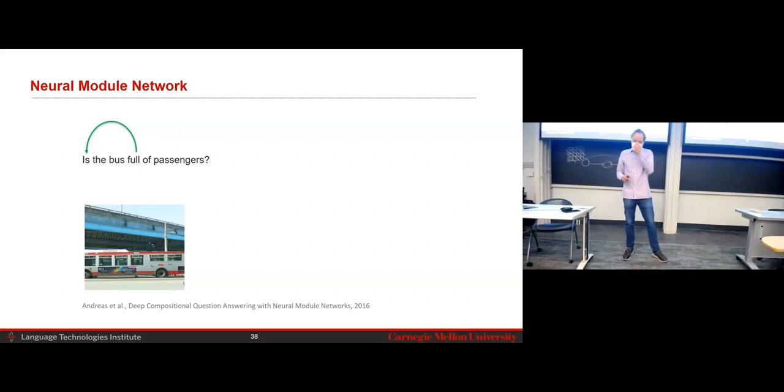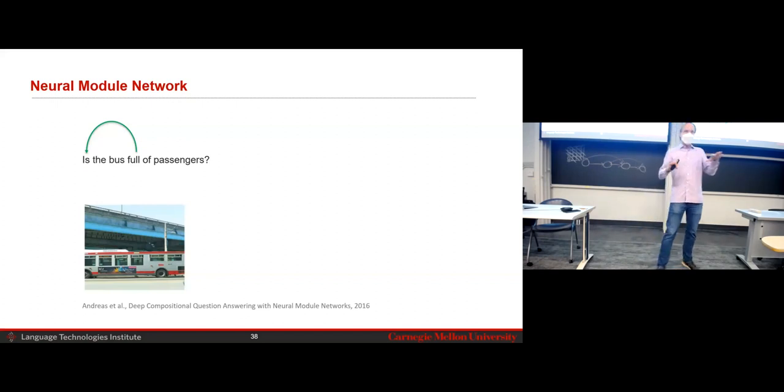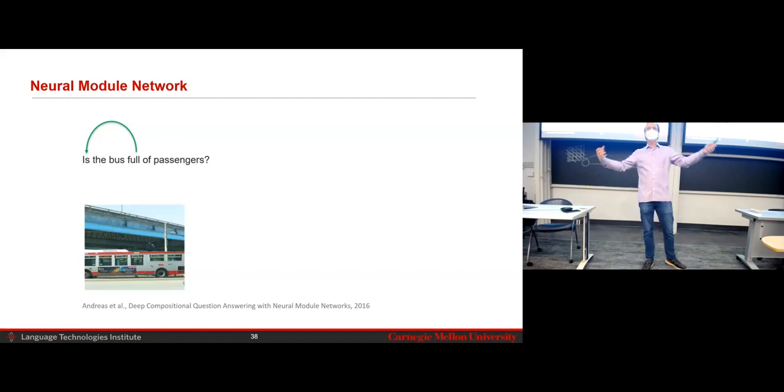The general idea is, in these transformers, everything is connected to everything, but more importantly, everything is a dense representation, a very non-interpretable dense representation.